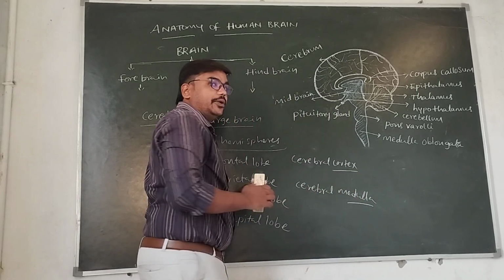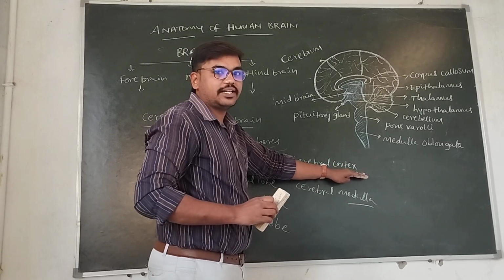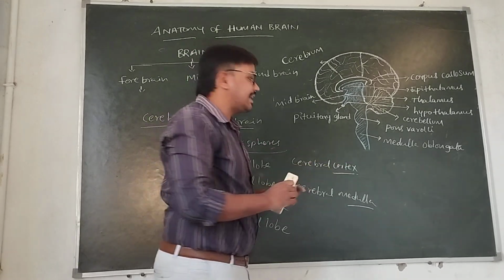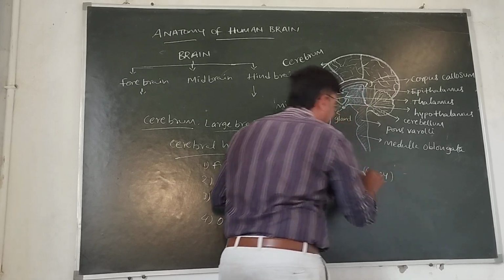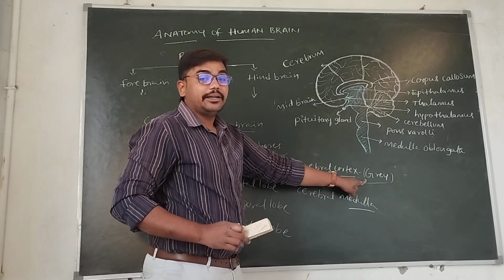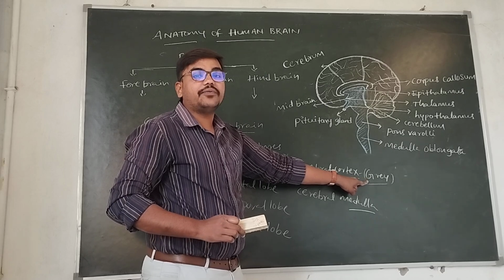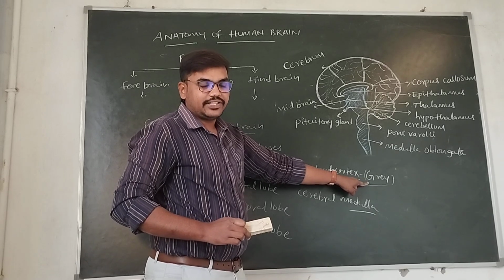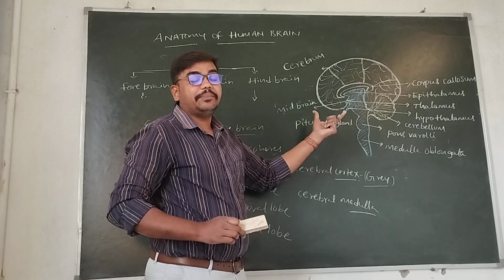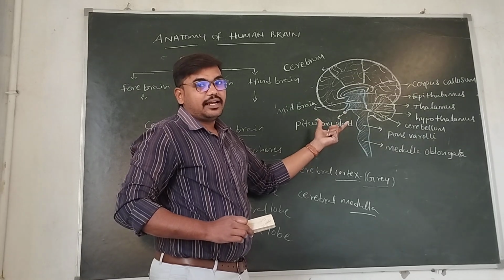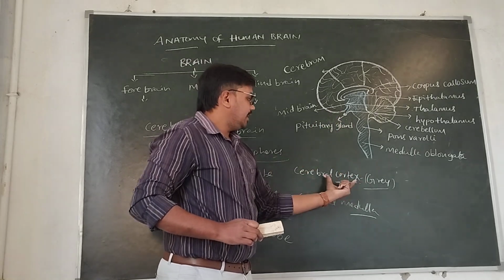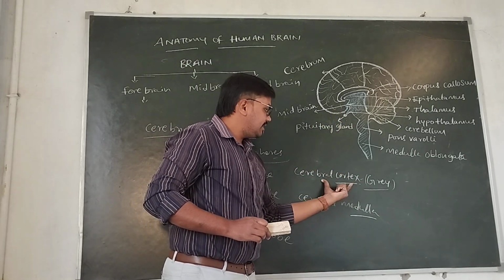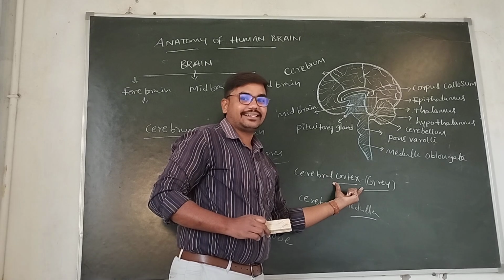Cortex and medulla. The cortex is the outer portion. It appears grey in color. Why does it appear grey? Because it contains a number of cell bodies. Generally, the brain has billions of neurons. The cell bodies occupy the cortex region. That's why the cerebral cortex is grey in color.